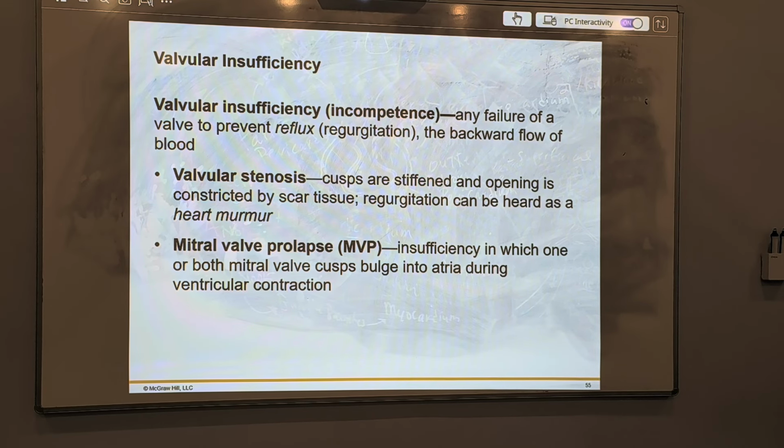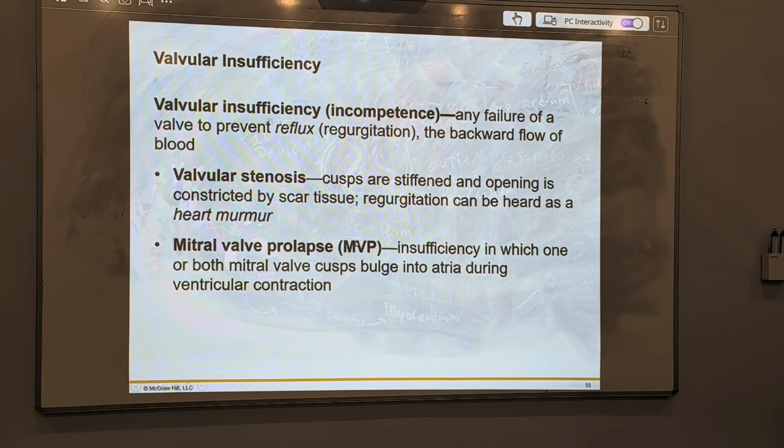But sometimes the valve can get too stiff. What do we call it when the valve is too stiff? Cusps are stiffened and the opening is constricted by scar tissue. And that could be known as regurgitation. Regurgitation, meaning blood is flowing back. And the sound of regurgitation is known as a heart murmur.